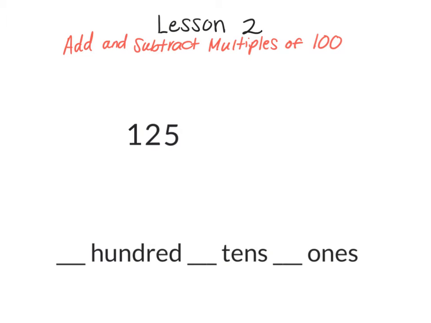Class. Today we're going to start working on lesson 2 of module 5, and today we're going to be working on adding and subtracting multiples of 100. So what I see here is my number that I'm going to start with, 125. Okay, now I can separate this card out. So here I go. I see that I actually have 5 ones and I have 20 in my tens place and 100. So we can actually write this in unit form.